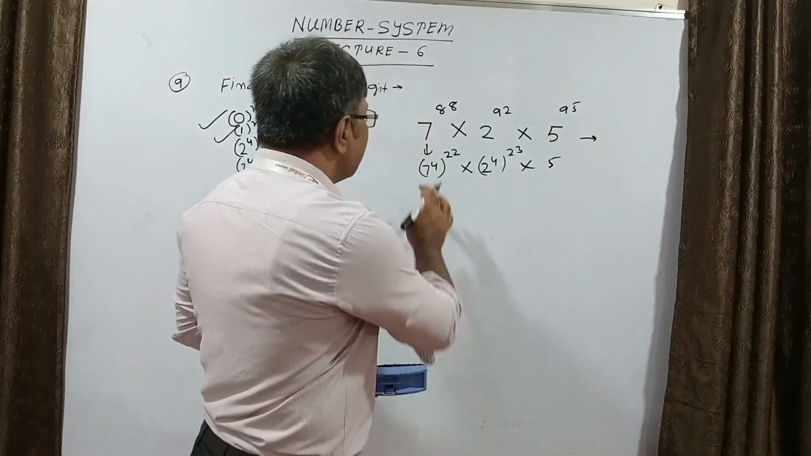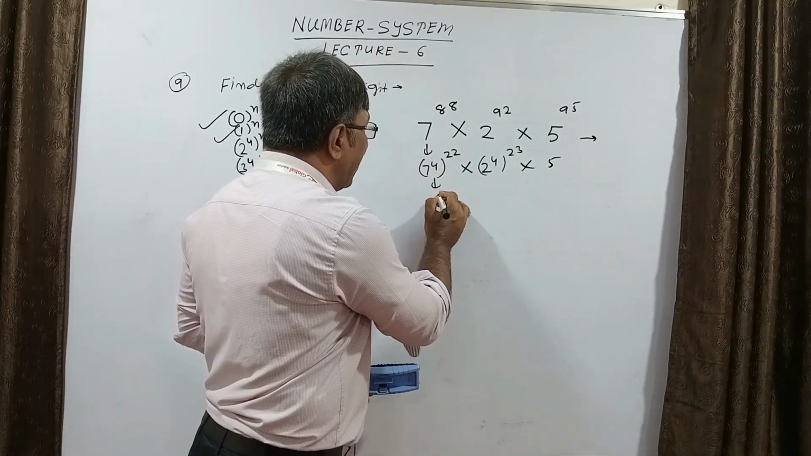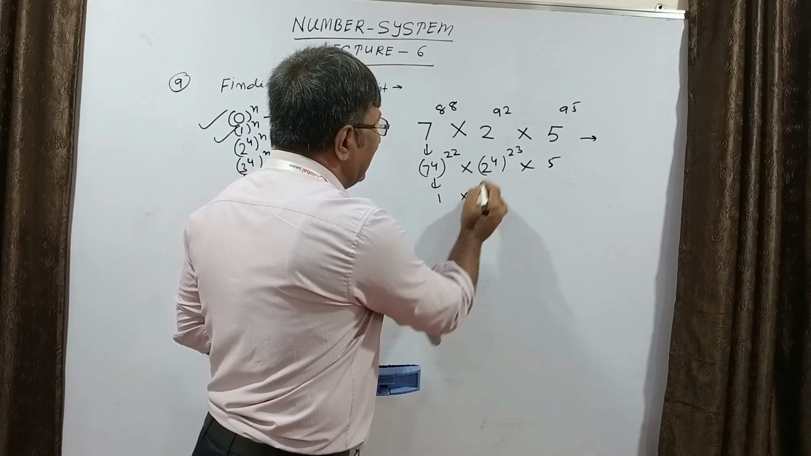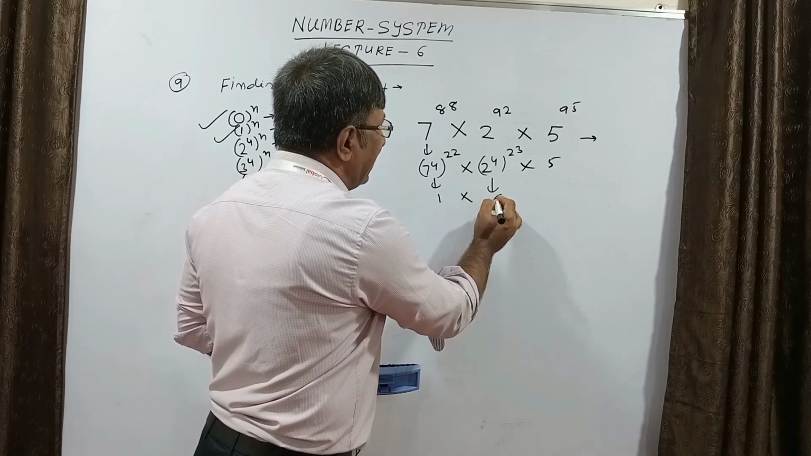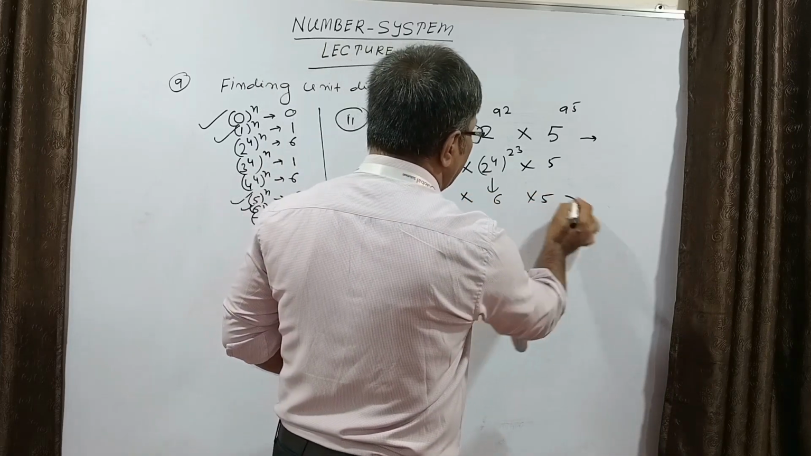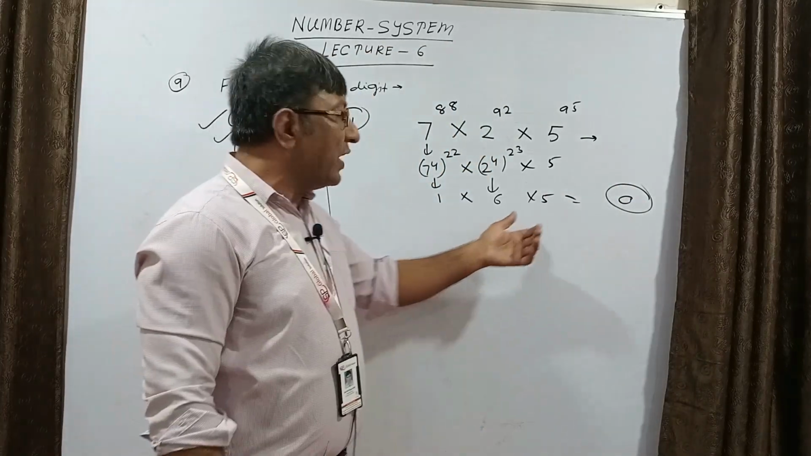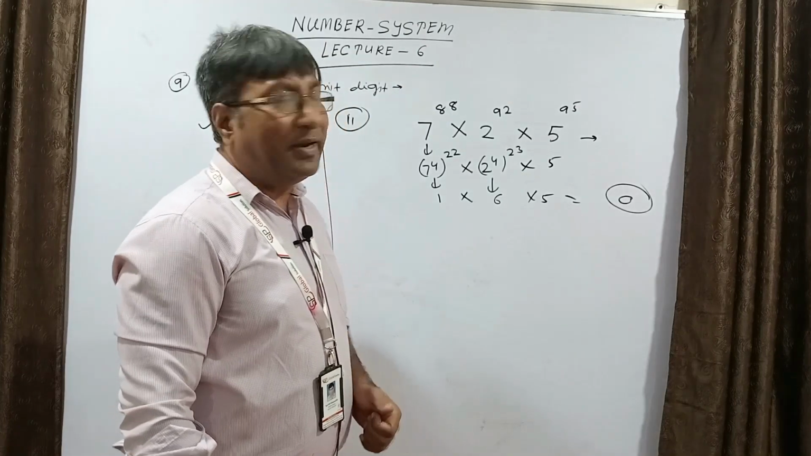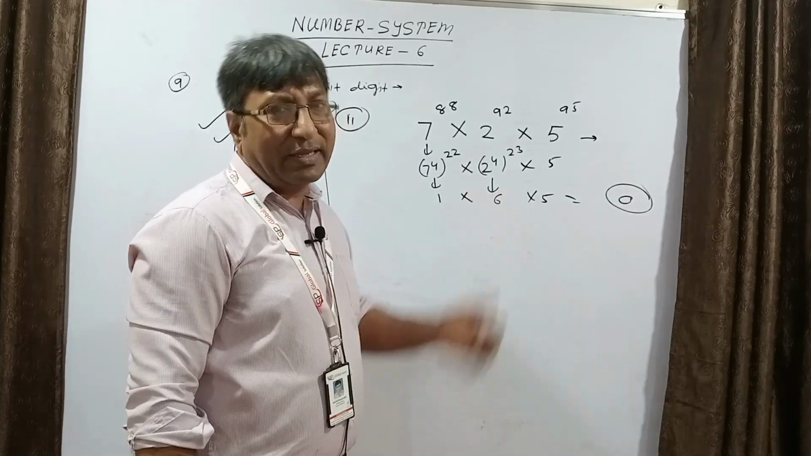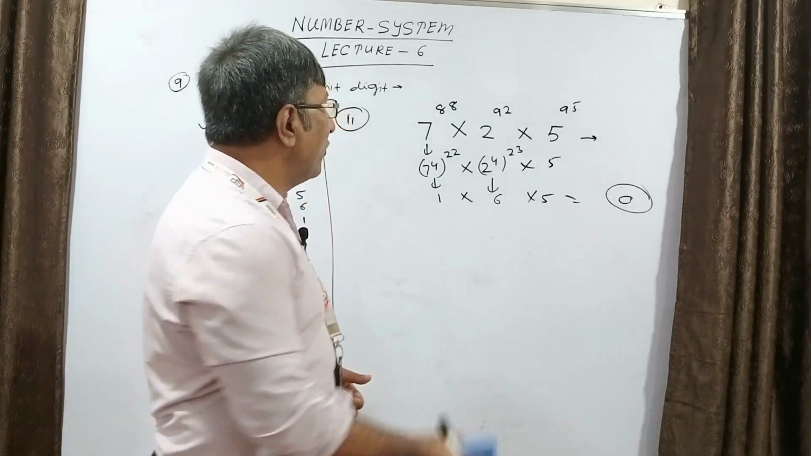Now you see 7 power 4 always gives 1. And this is 2 power 4, which always gives 6. And this is 5, so our correct answer is 0, because 6 5s are 30, and the unit digit is 0. So this is our correct answer. Okay, one more example, see.